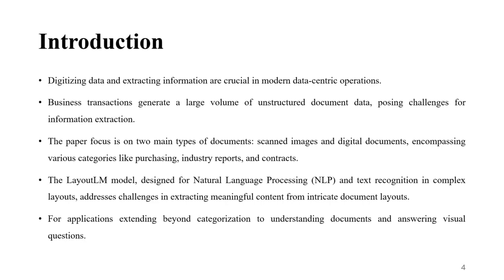So, in the modern data-centric processes, data digitization and information extraction are essential. Information extraction is made difficult by the abundance of unstructured document data generated by business activities. So the scanned photographs and digital documents, which include a range of categories, such as contracts, industry reports, and purchasing, are the paper's primary focus.